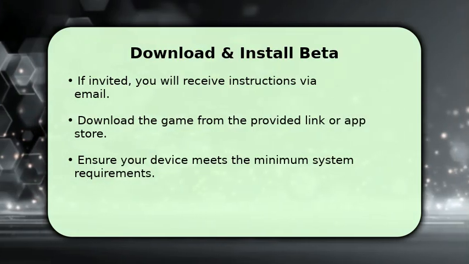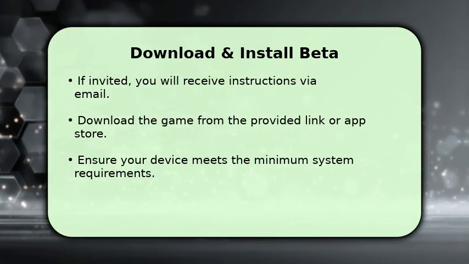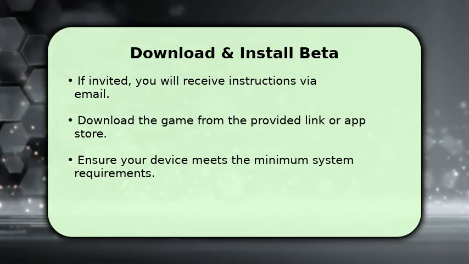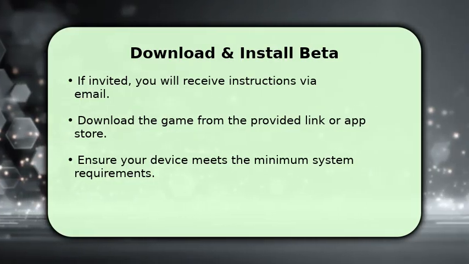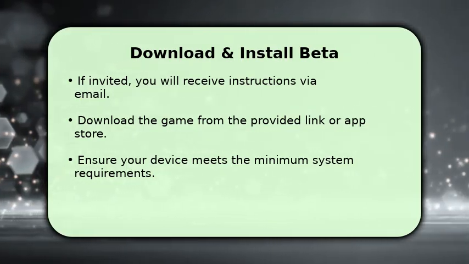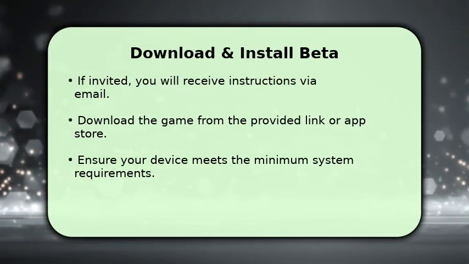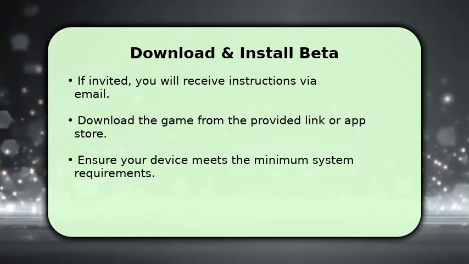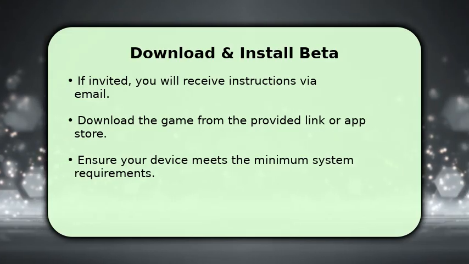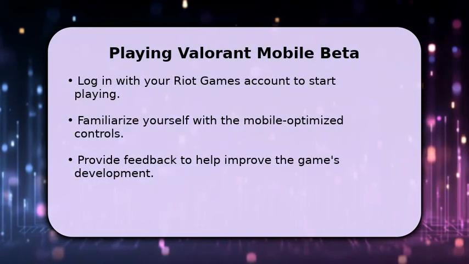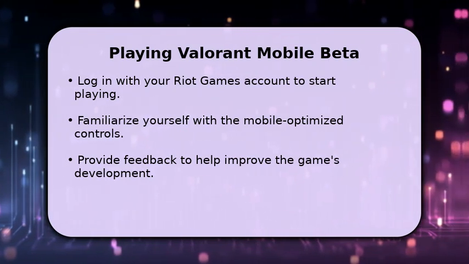Once you receive an invitation to the Valorant Mobile beta, you'll get detailed instructions via email. This email will guide you to download the game, either through a direct link or via your device's app store. Before installing, make sure your mobile device meets the minimum system requirements to ensure a smooth gameplay experience. Follow the on-screen prompts for a successful installation. After installation, log in using your Riot Games account to begin playing the Valorant Mobile beta.